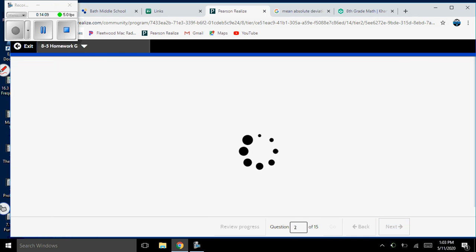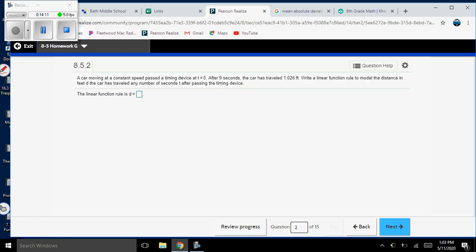All right, let's take a look at the next question. A car moving at constant speed passes a time device at t equals 0. After 9 seconds, the car has traveled 1,026 feet. Write a linear function rule to model the distance the car traveled in d feet, and the seconds would be time.